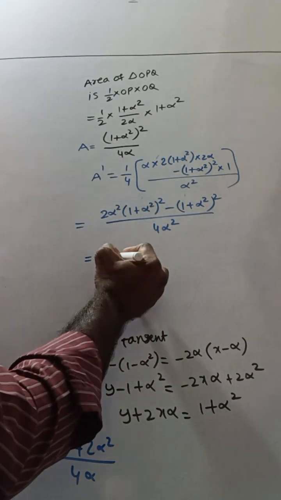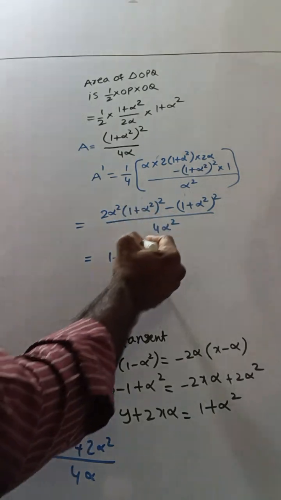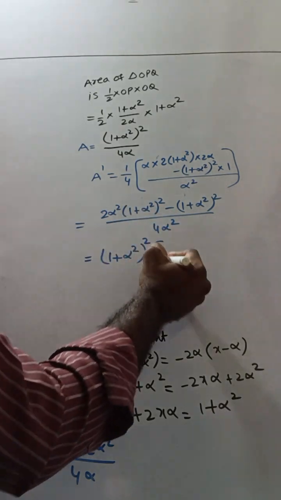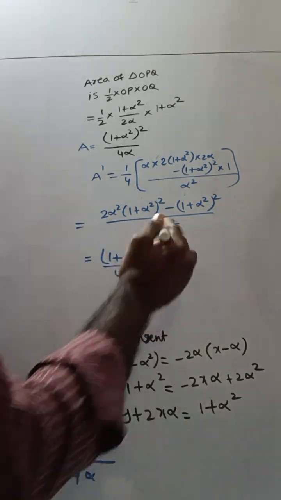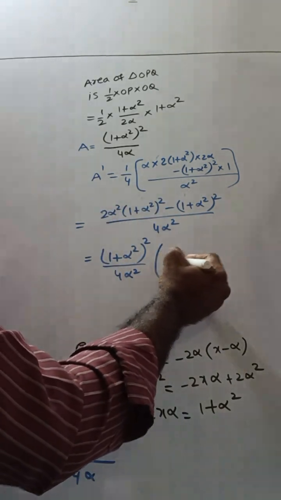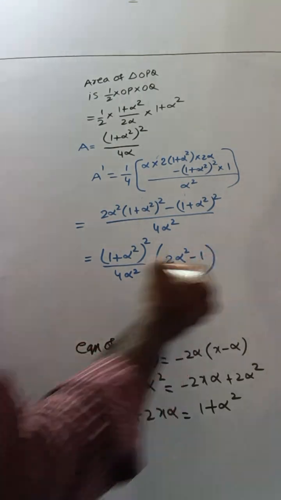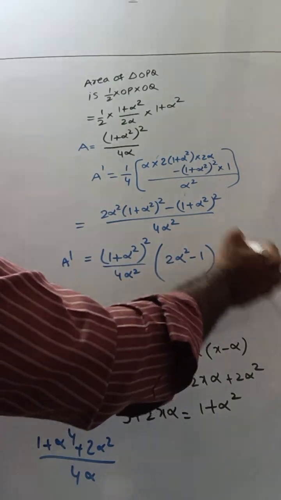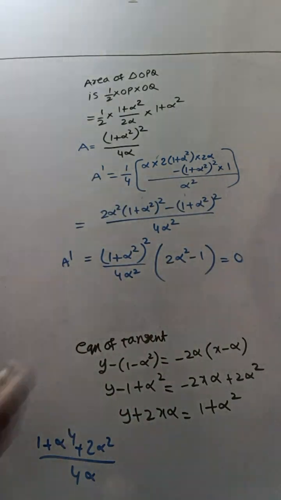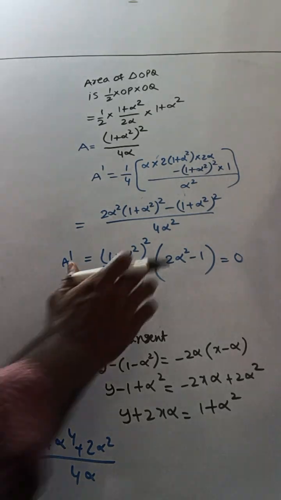Now take (1 plus alpha square) whole square as common, so what you are getting is by 4 alpha square, also I am writing here only. And in this what you are getting is 2 alpha square minus 1. So to find maximum or minimum, we need to take this as 0. Clear? Now what is the alpha square value I am getting here? Sorry, just a minute, I didn't take it like this. Yes, this is the value I am getting here.